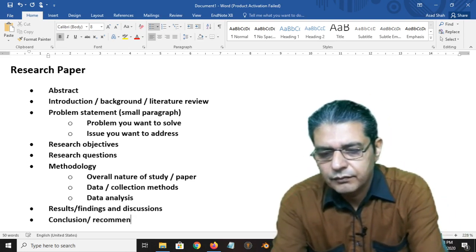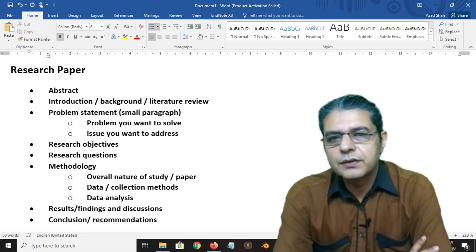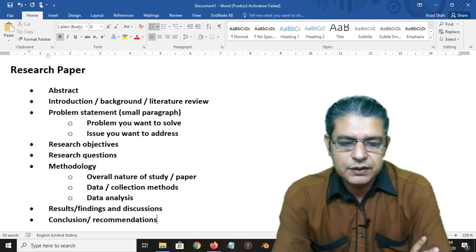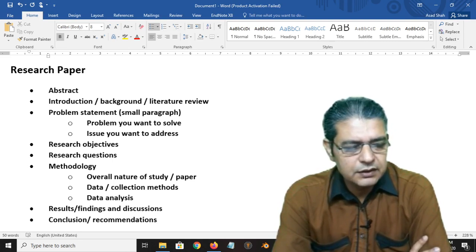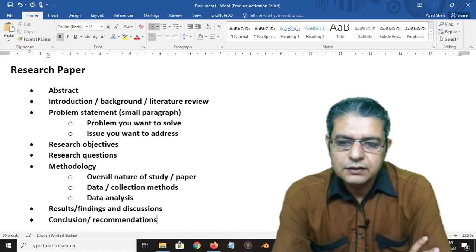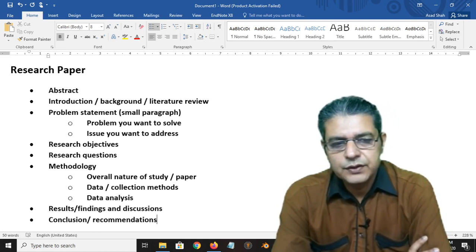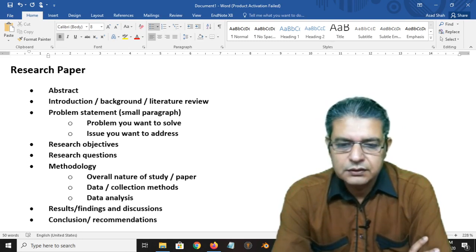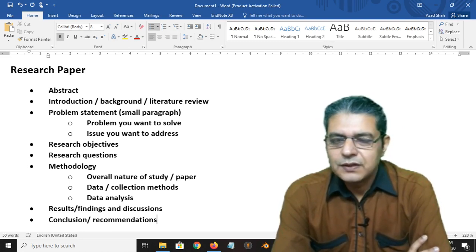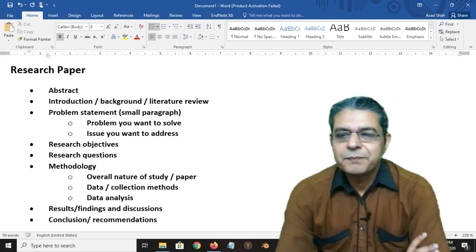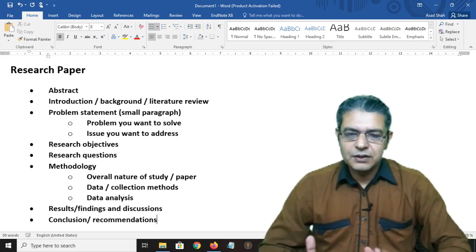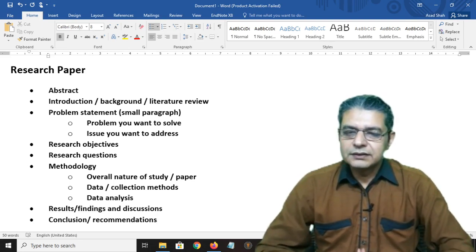After the conclusion, you can suggest some recommendations: this was happening, but I think if we can do this, then we will definitely, or we can improve this issue, we can improve this situation. So that was it, and that's how simple it is to convert your research proposal into a research paper. These are the main ingredients. If you follow these sections, you can easily write a research paper.